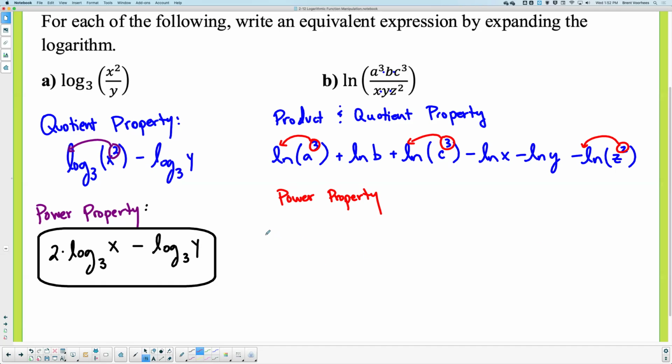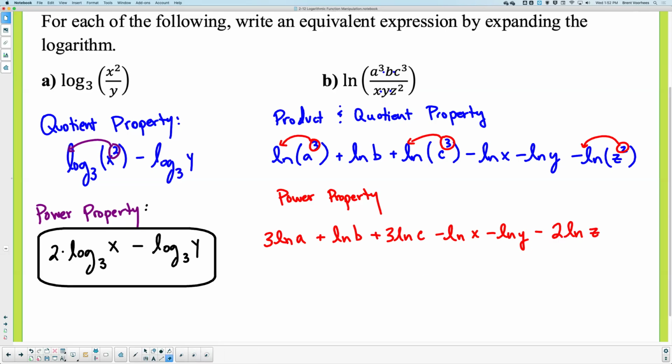So now it becomes 3 natural logs of a. I'm going to drop the parentheses because a is its own factor now. Plus the natural log of b. Plus 3 natural logs of c. Minus the natural log of x. Minus the natural log of y. Minus 2 natural logs of z. There's your answer right there.